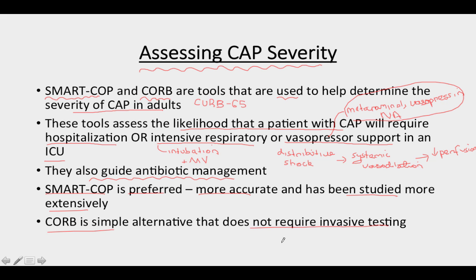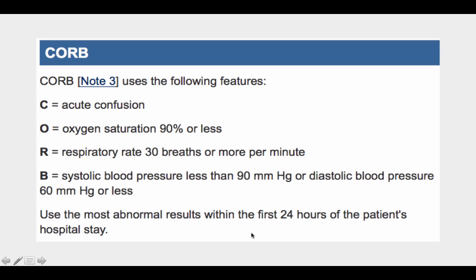So if you have a patient that comes to you who looks quite ill, you don't actually need to run any blood tests on them before you can make the decision with CORB. That's why it's quite useful. And this is what CORB actually looks like. It would be very good if you could remember this for the end of the year, when you could be asked how you would judge the severity of a pneumonia in the community. If you can rattle off the CORB score and the criteria, then I think it would be very impressive.